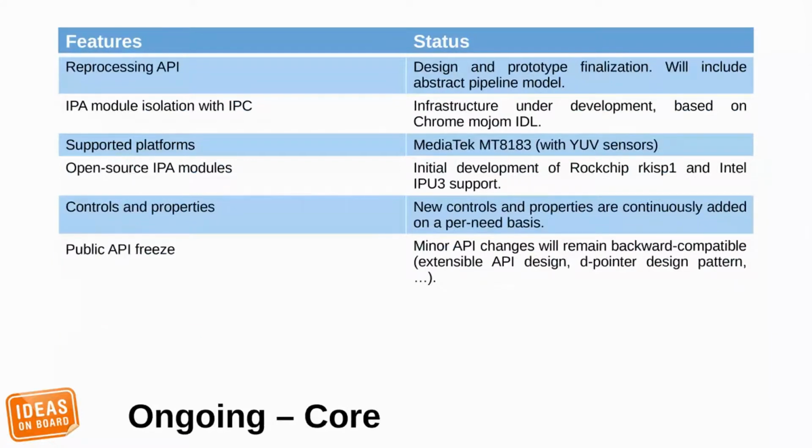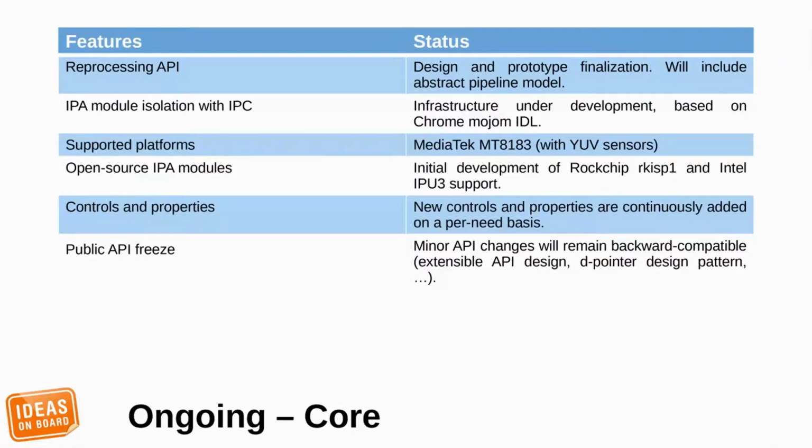What's ongoing now? Well, we're working on a few API extensions in libcamera itself, in the core. An interesting one is what is called in the Android world the reprocessing API. So that means that when you capture a frame, you can capture it in the application and then send it back to the hardware for additional processing. And it can help implementing additional use cases. So that's under development. We are finalizing the IPA module isolation mechanism with the IPC. The patches have been posted, and they should be merged soon.